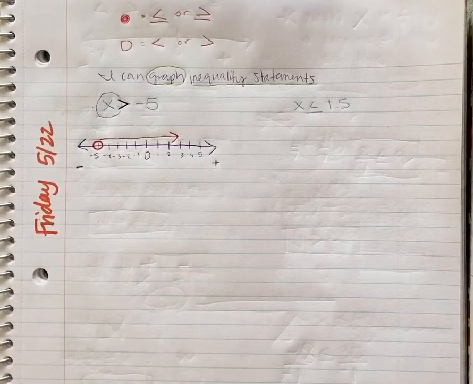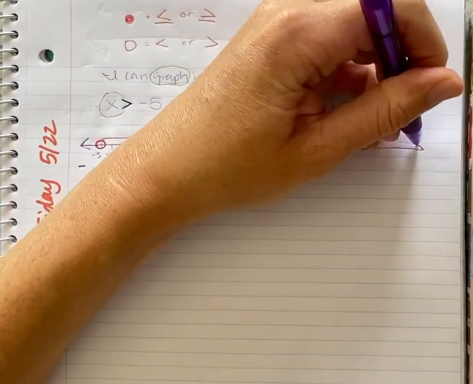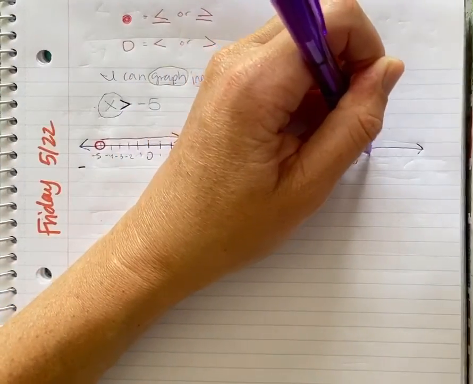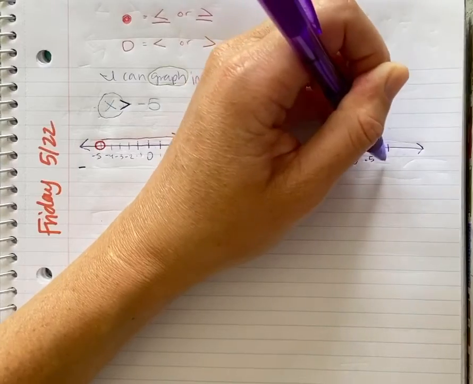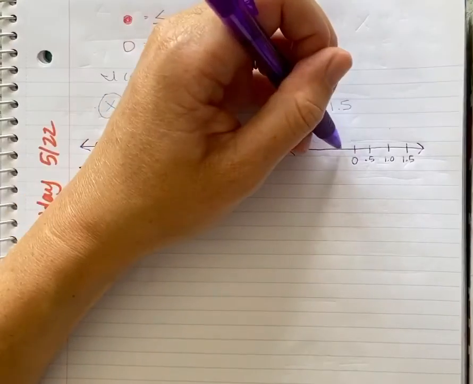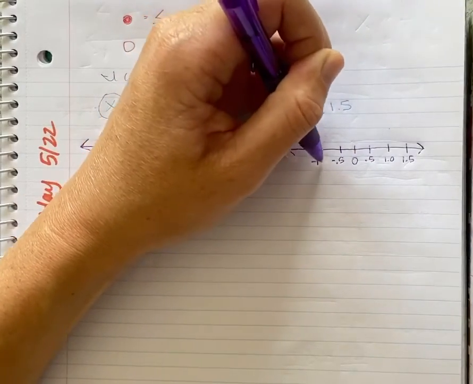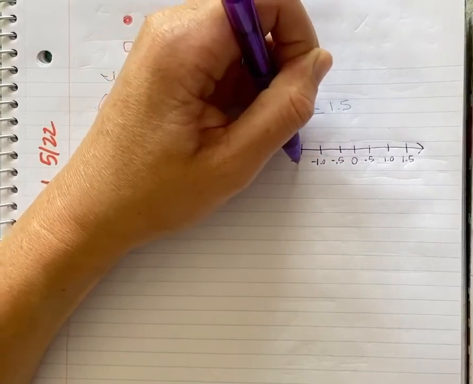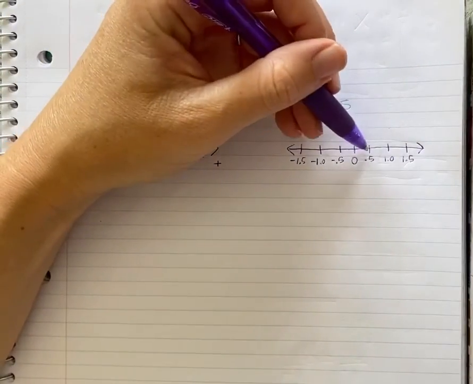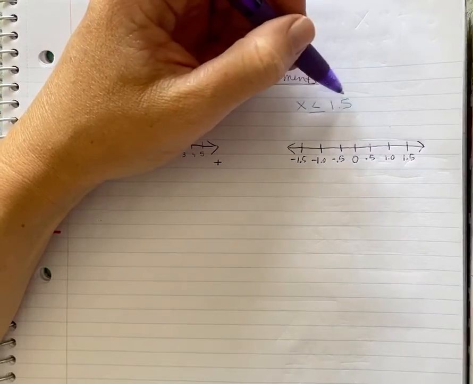Let's do another example. x is less than or equal to 1.5. So I'm going to draw my graph, my number line. Here's 0. Let's say that this is 0.5. This is 1.0. This would be 1.5. This would be negative 0.5, negative 1, negative 1.5, and so on. Make sure that your scale is the same. Here I'm counting by halves, or 0.5s. x is less than or equal to 1.5.